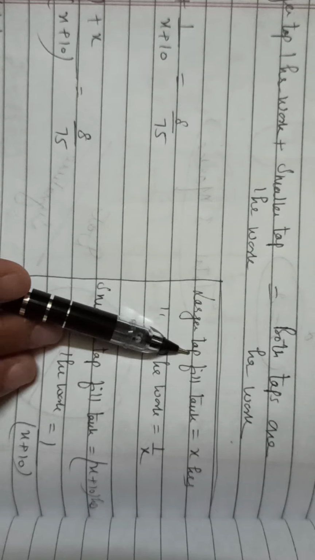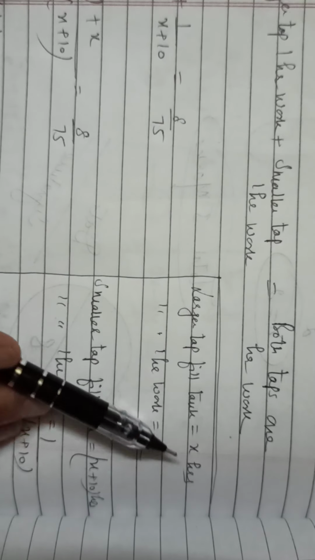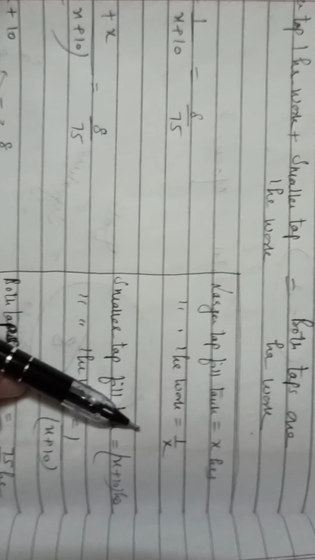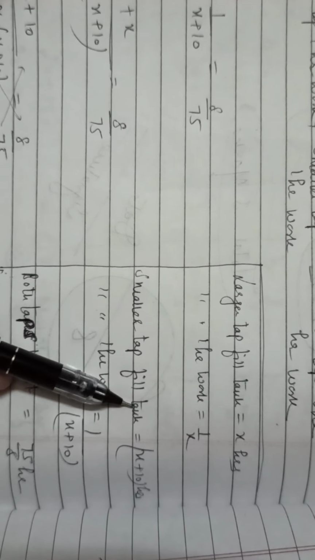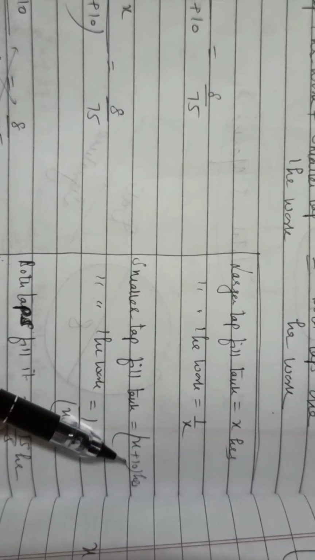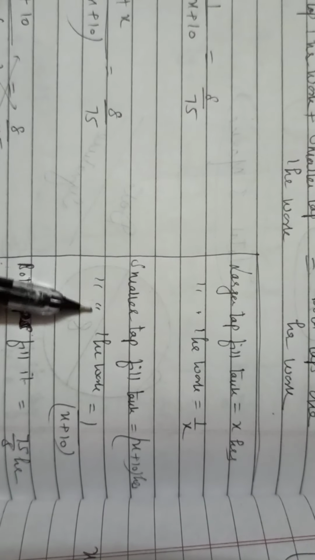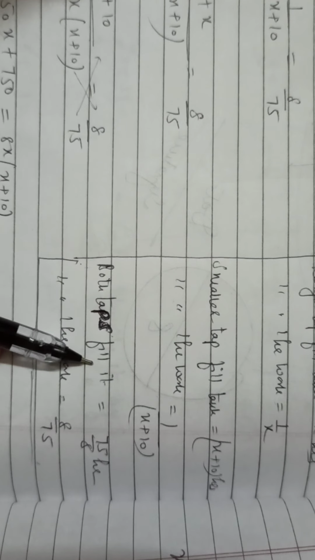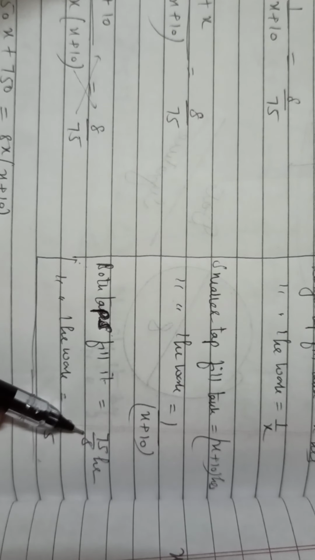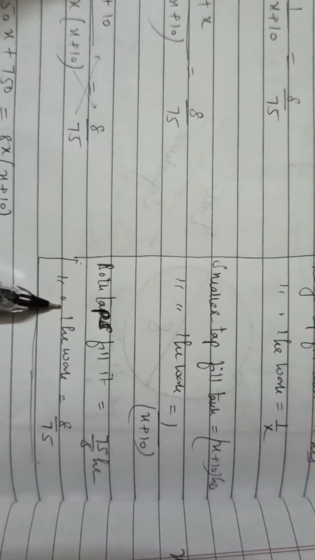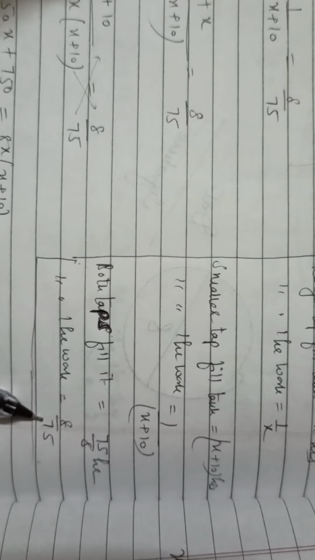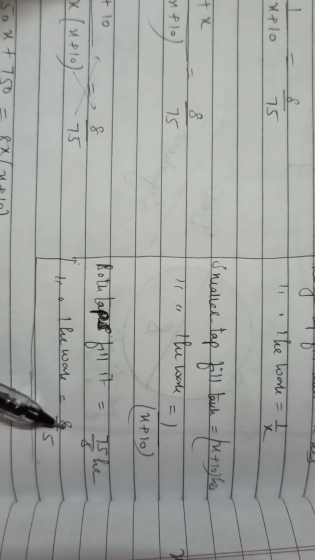Let us suppose larger tap fills the tank in x hours. So in 1 hour, how much will it fill? 1 by x. Smaller tap takes x plus 10 hours to fill the tank. The smaller tap's 1 hour work will be 1 upon x plus 10. Both taps together fill the tank in 75/8 hours. So if both taps are opened, in 1 hour how much will they fill? 8 upon 75. It will be reversed, right?